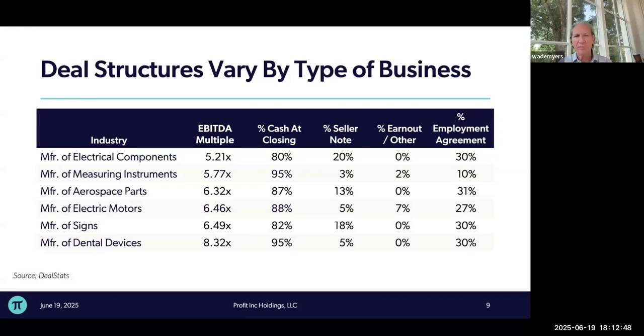So I just wanted to point out overall valuation multiples as well as deal structures. And again, these are averages for all businesses in these NAICS codes and according to the Deal Stats data, just to give you a baseline of how that works.